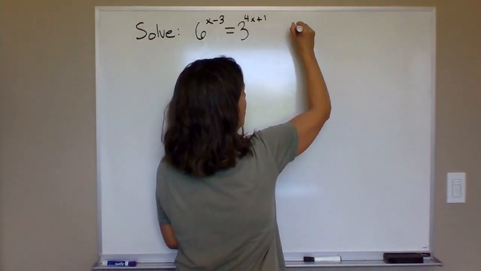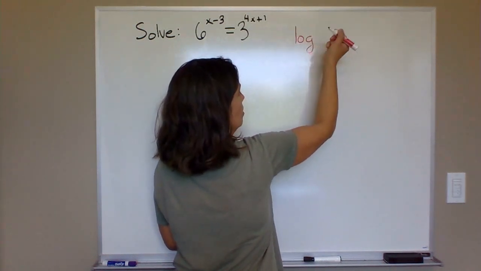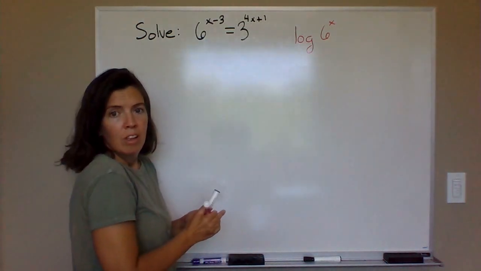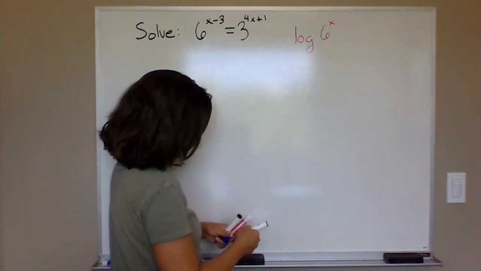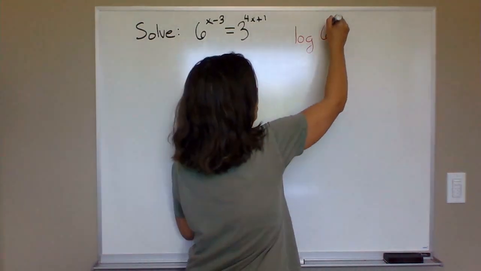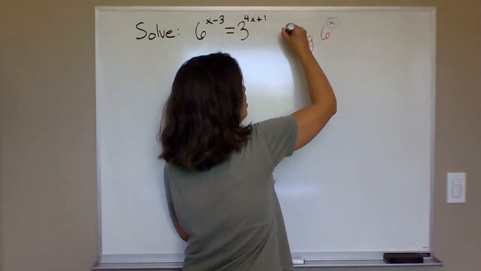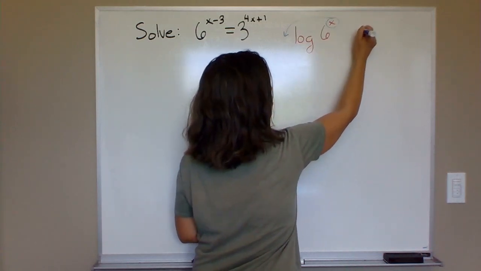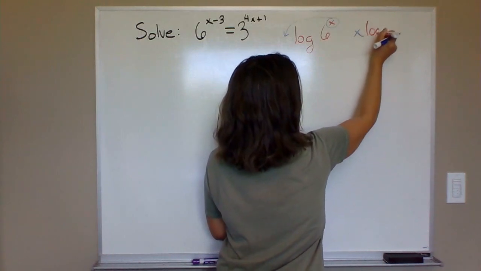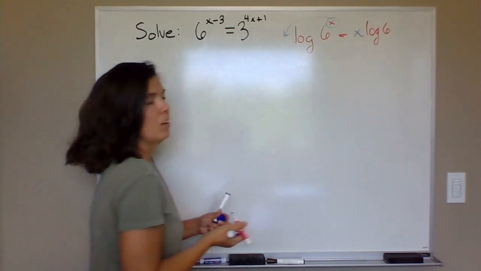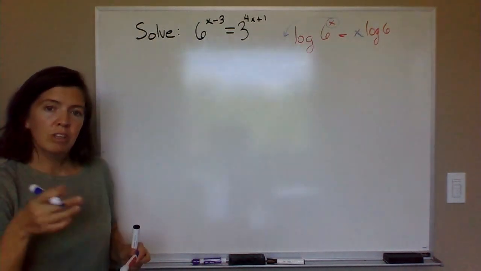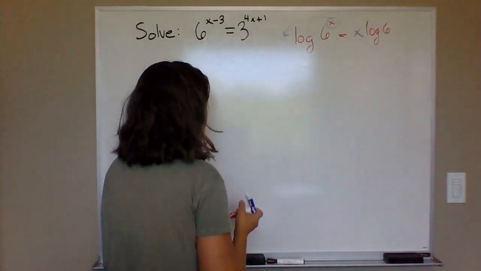If you have, let's say, common log of 6 to the x, then this can be rewritten as, here, this x can come down, and we can express this as x times log of 6. So this is equal to x log 6. I want to use that property of logarithms in solving this equation.